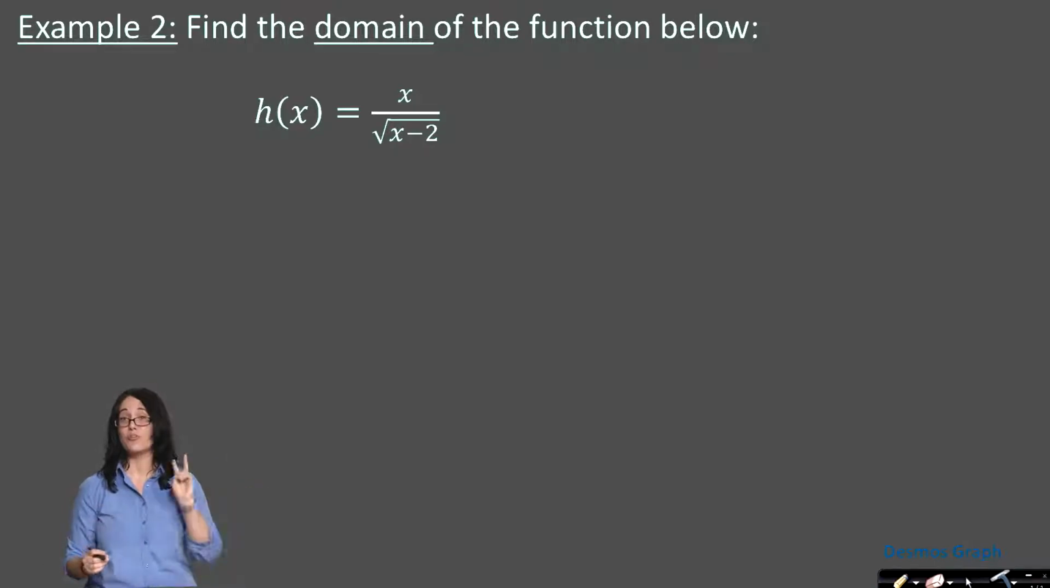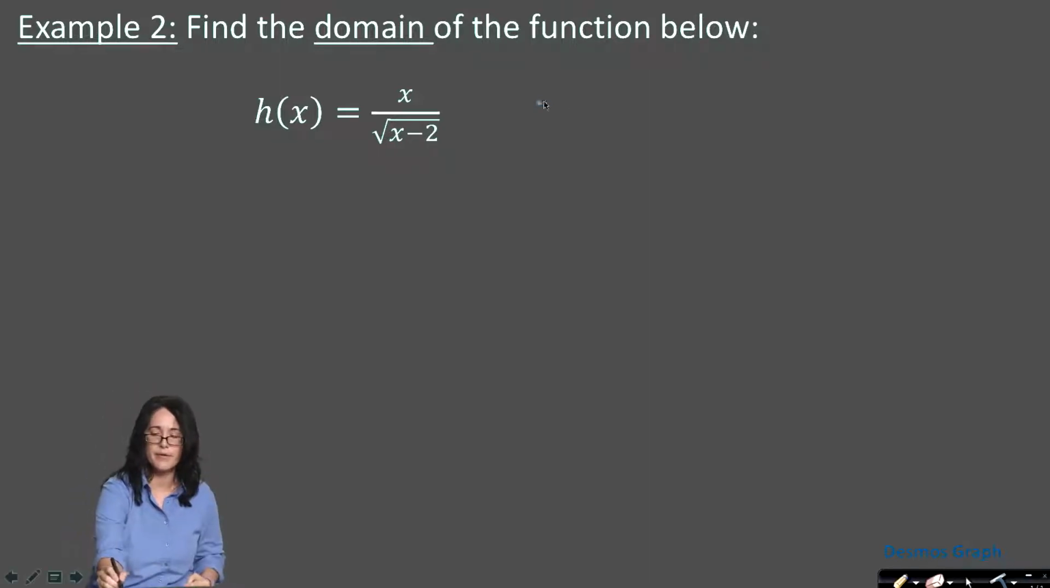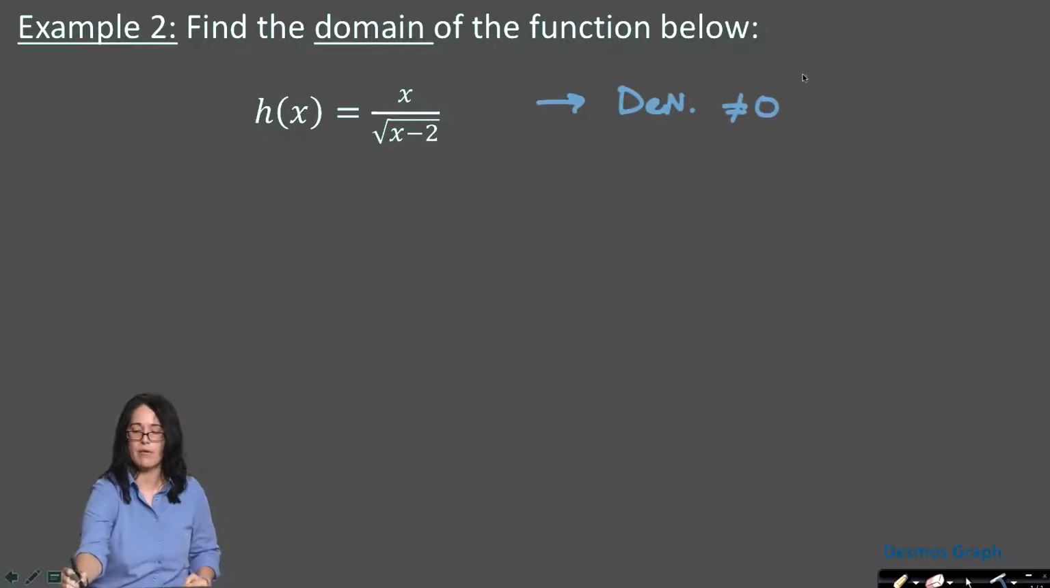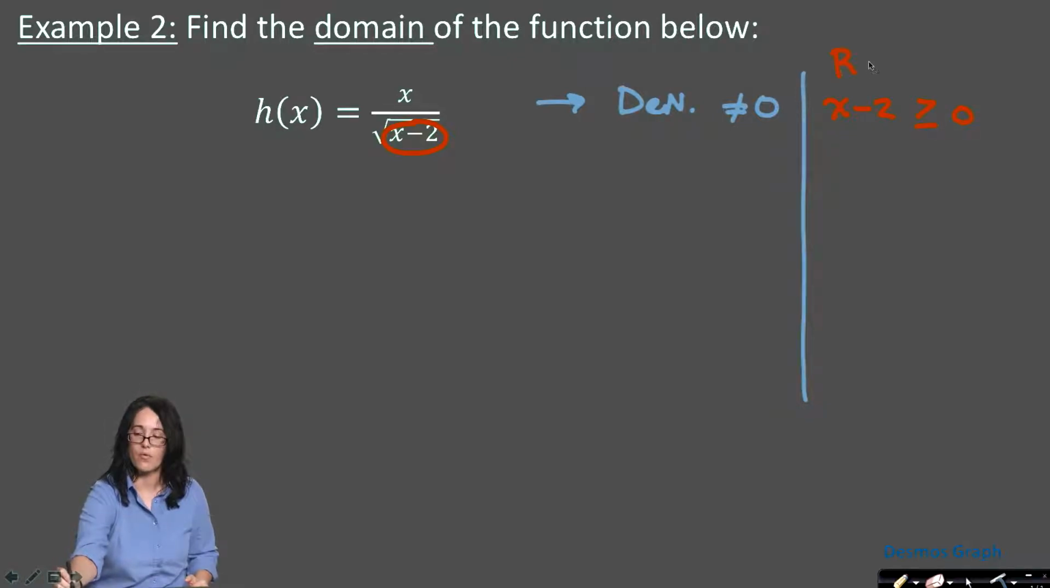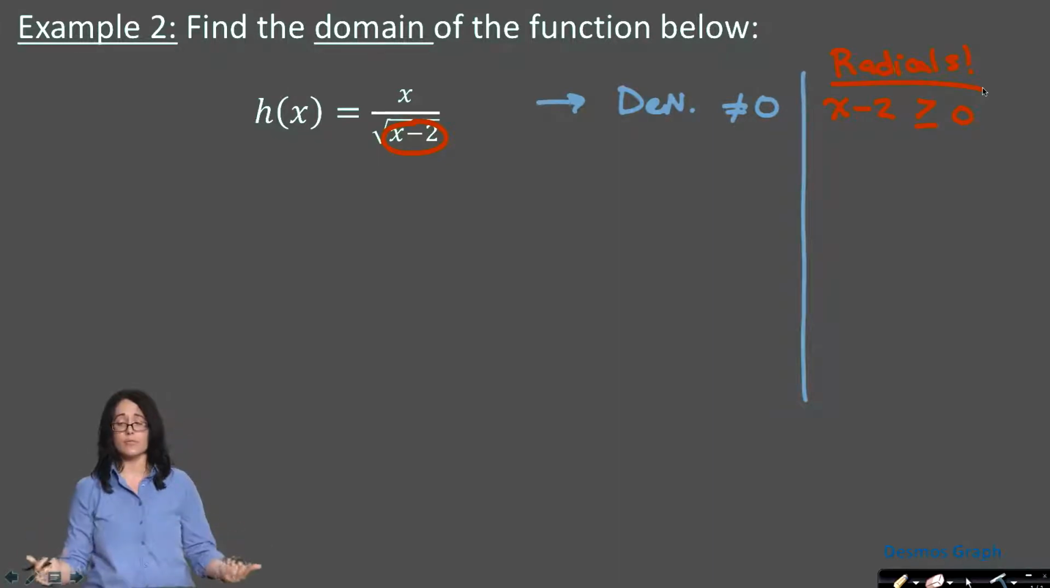Now for domain, what were the two restrictions that we're on the lookout for? Denominator. So denominators can never equal 0. That's true. And what was the second restriction? Yeah, radicals. Good job. Radicals can never be negative. So we would say that the radicand, which in this case is x minus 2, must be what? Non-negative. That's right, greater than or equal to 0. That came from the radical. So when we have square roots, fourth roots, sixth roots, any sort of even index radical, that restriction applies.